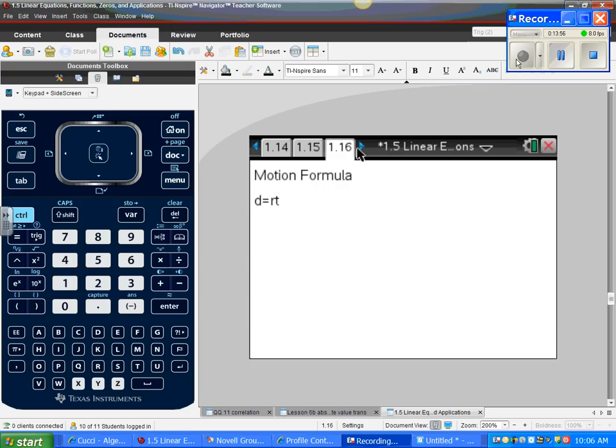Okay, so everybody already knows the motion formula. Motion is distance equals rate times time. That's nothing new. You guys have done that a million times, so it's just on there for an FYI.